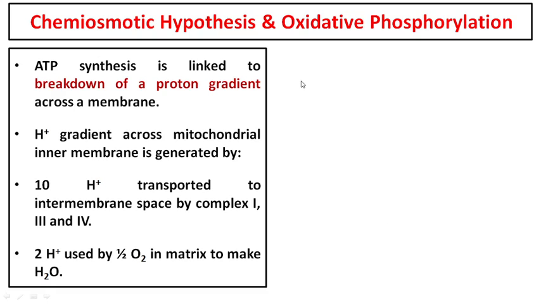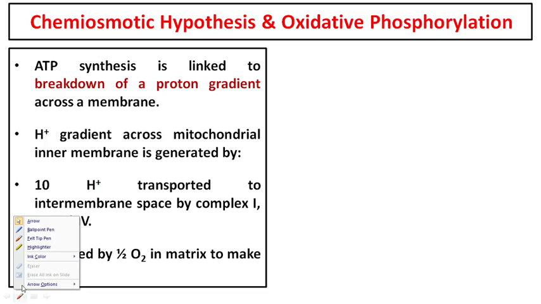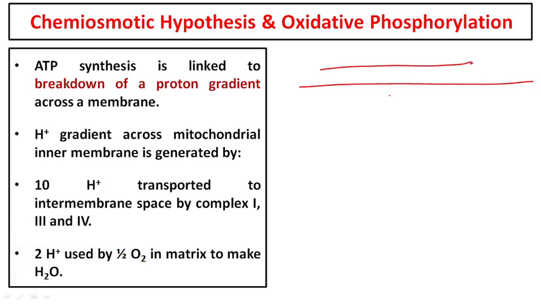Right. So, chemiosmotic hypothesis and oxidative phosphorylation. Remember, we have studied the chemiosmotic hypothesis in the case of photosynthesis as well, right? So ATP synthesis is linked to the breakdown of the proton gradient across a membrane. Till here we have seen that this was the inner membrane. Three complexes were pushing out the protons into the intermembrane space, because of which there is a higher proton concentration in the intermembrane space and a lower concentration in the matrix.